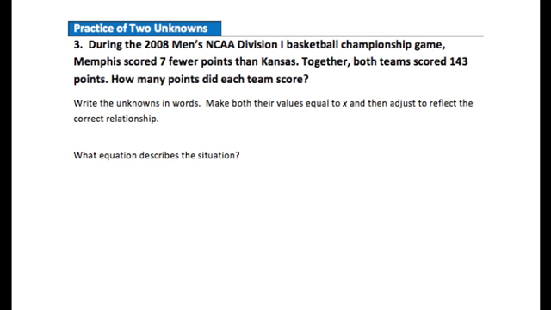Question 3. During the 2008 men's NCAA Division I basketball championship game, Memphis scored 7 fewer points than Kansas. Together, both teams scored 143 points. How many points did each team score? Okay, well, first thing we want to do is identify our two unknowns. So we want to say points for Memphis and points for Kansas.